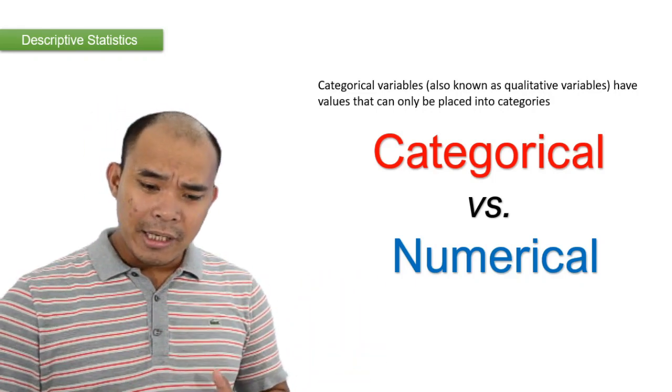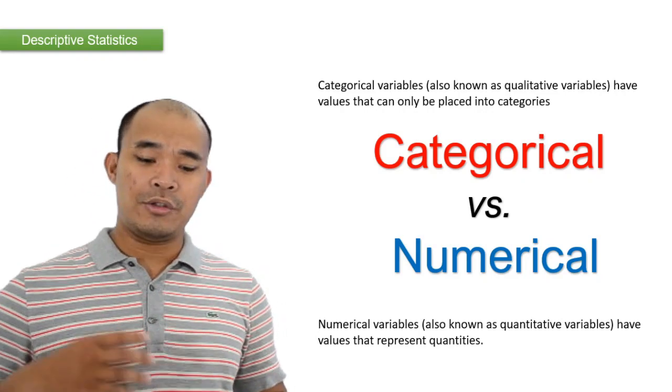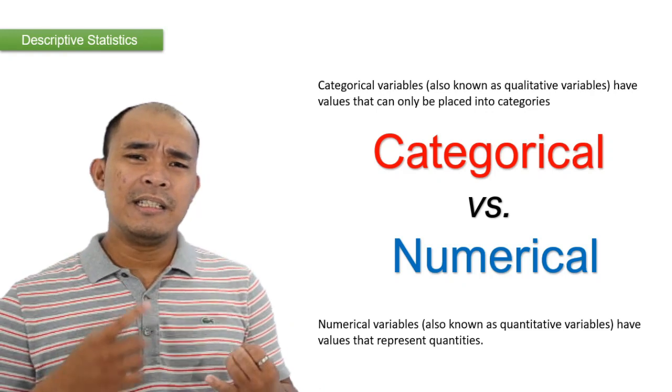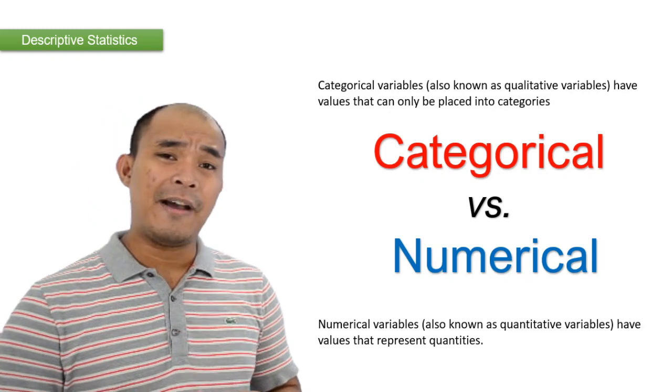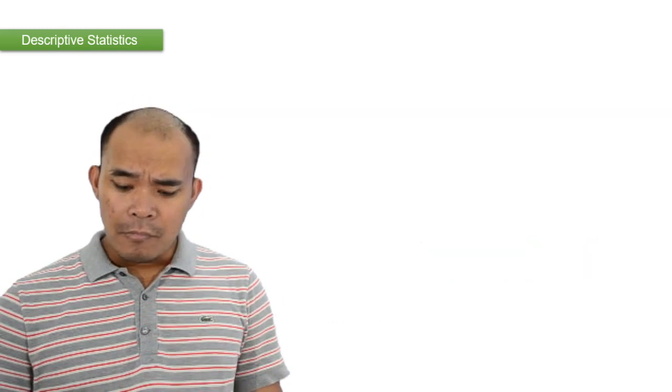Categorization. The numerical variables naman, also known as quantitative variables, have values that can represent quantities. For example, the common variables are height and weight, that are observed variables, and some latent variables are satisfaction, customer satisfaction, and so on and so forth.